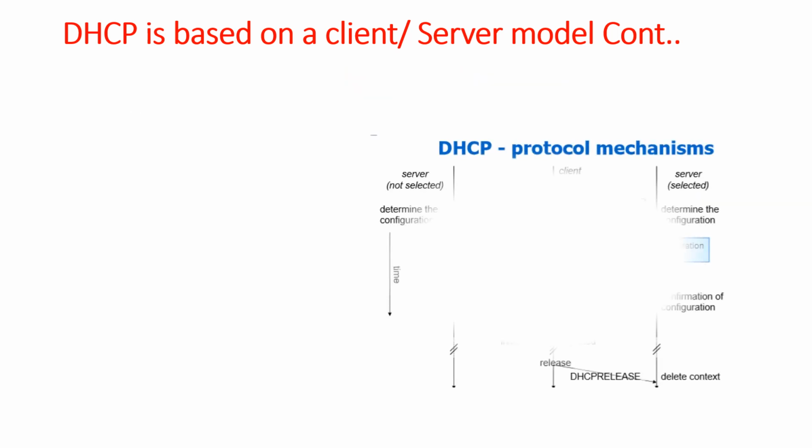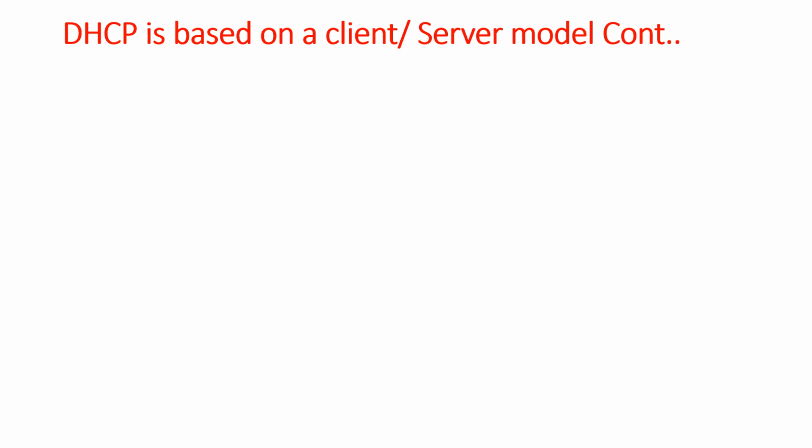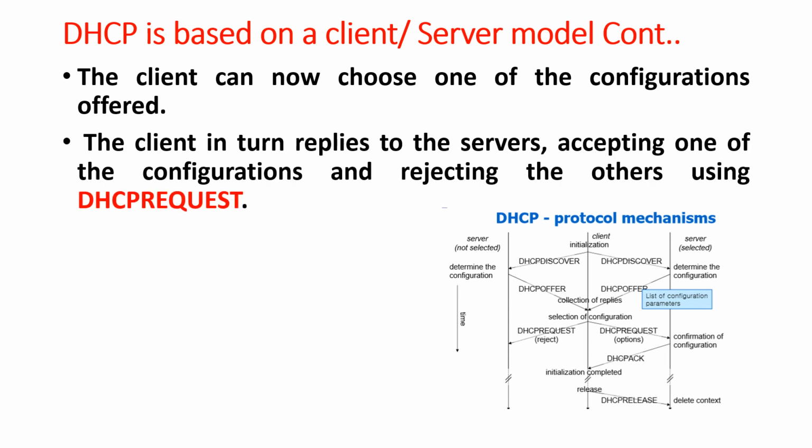Servers reply to the client's request with DHCP Offer and offer a list of configuration parameters. This is indicated in this diagram. The client can now choose one of the configurations offered. The client in turn replies to the servers accepting one of the configurations and rejecting the others using DHCP Request. This is indicated in the diagram.